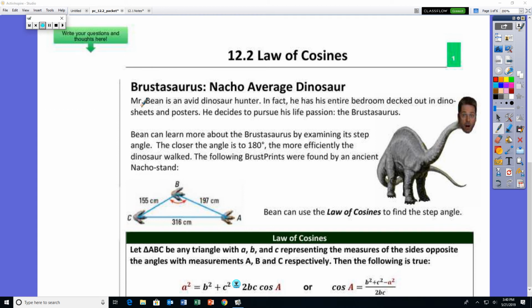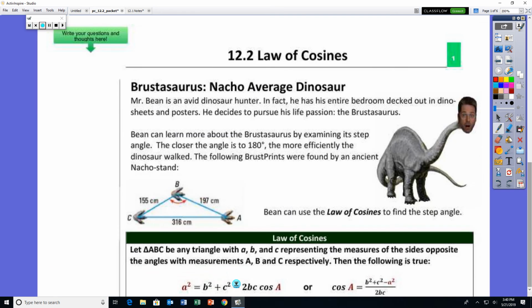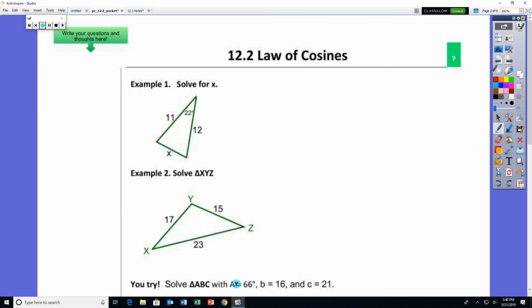Alright, and next up, section 12.2. Ooh, scrolling off the page. Alright, we'll fix this real quick.